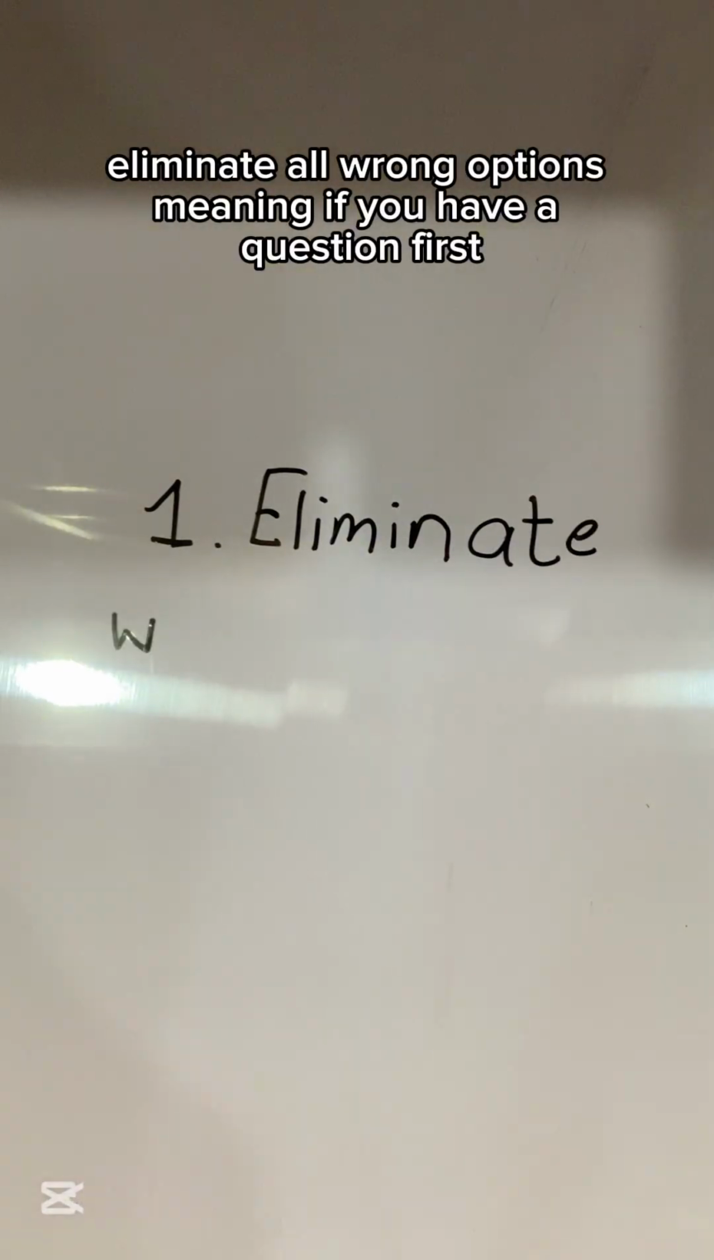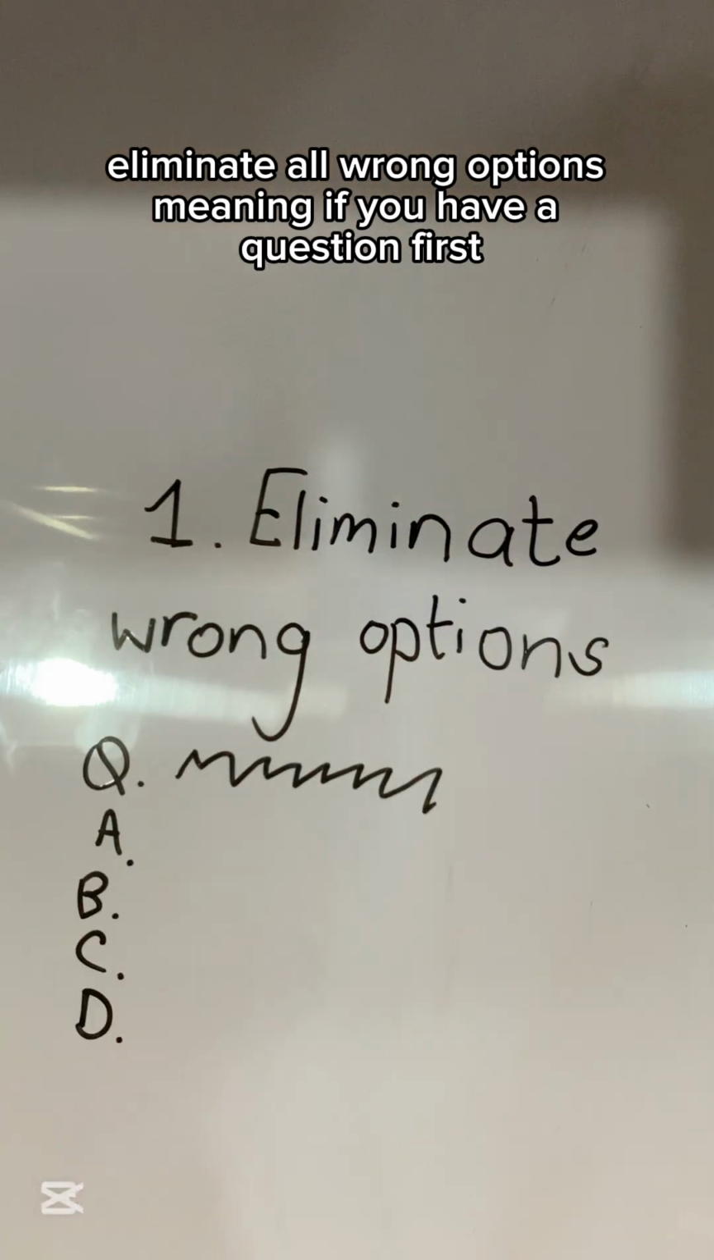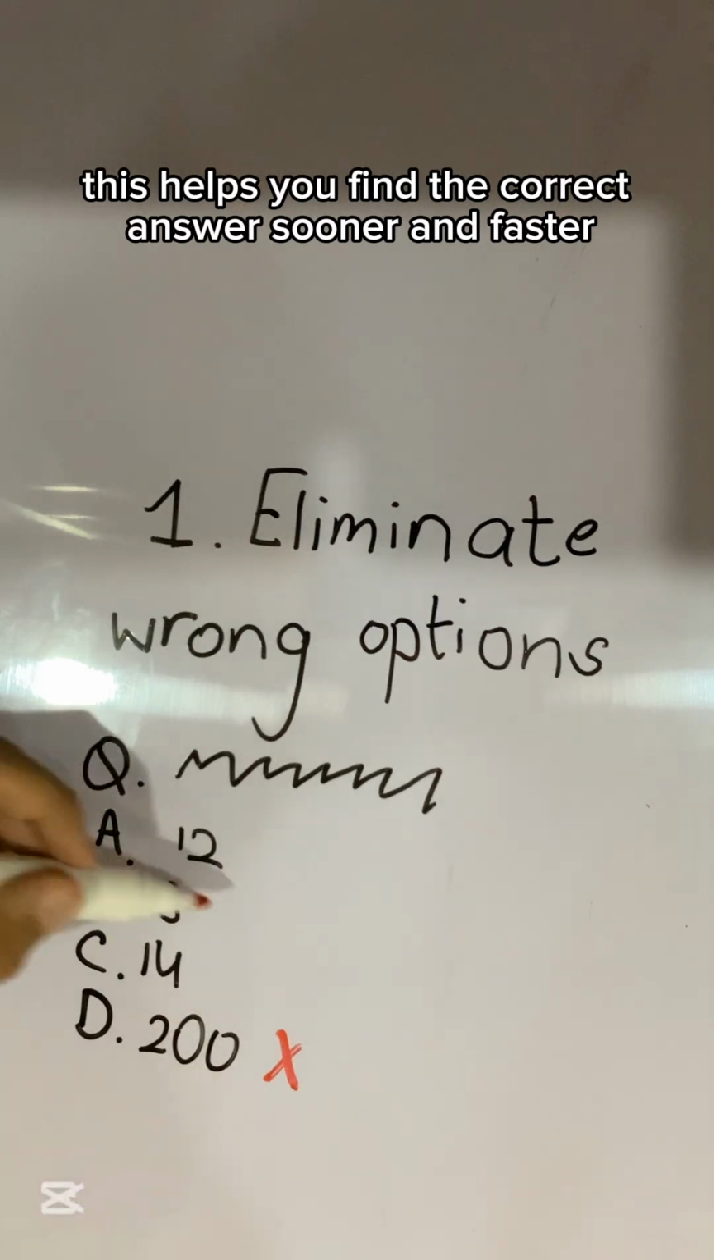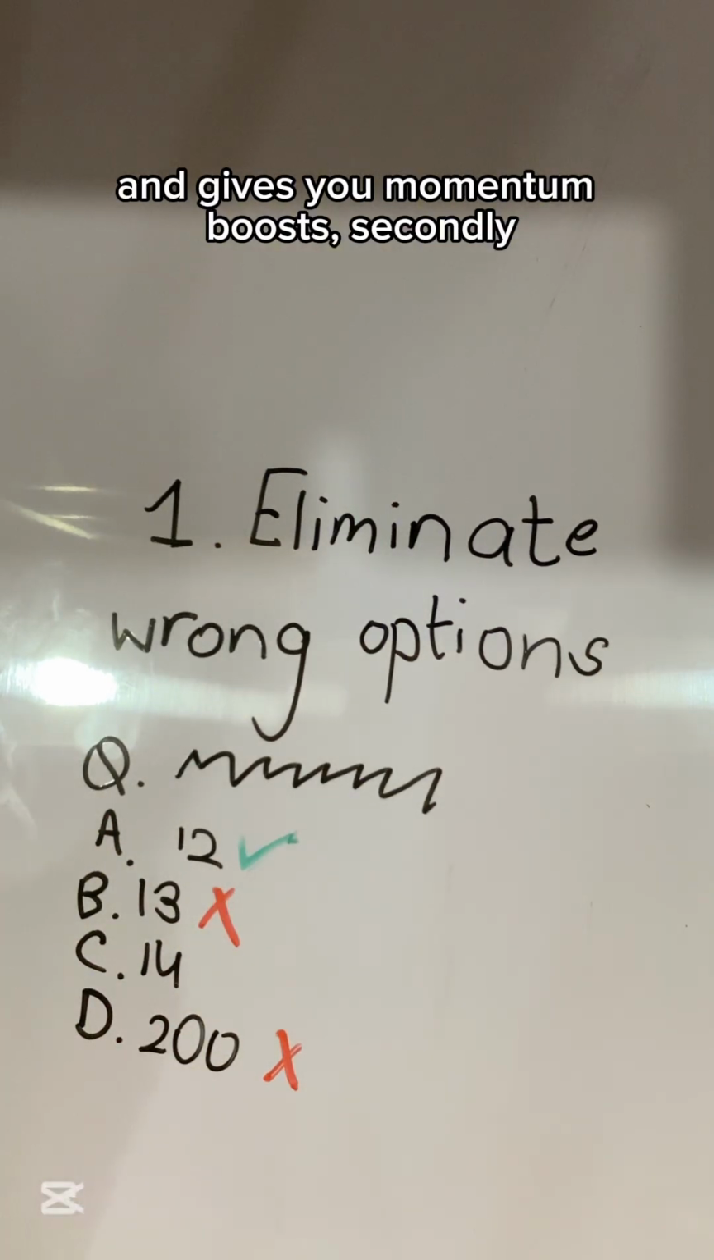First, eliminate all wrong options, meaning if you have a question, first cross out the options which cannot possibly be the answer. This helps you find the correct answer sooner and faster and gives you a momentum boost.